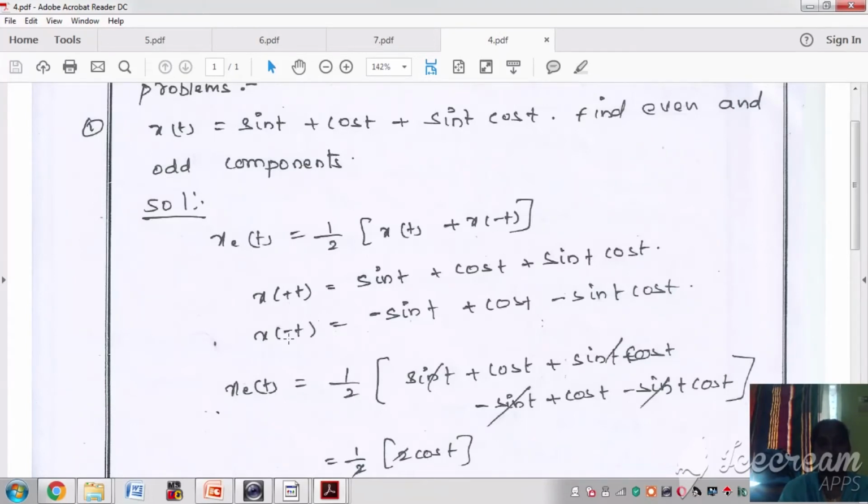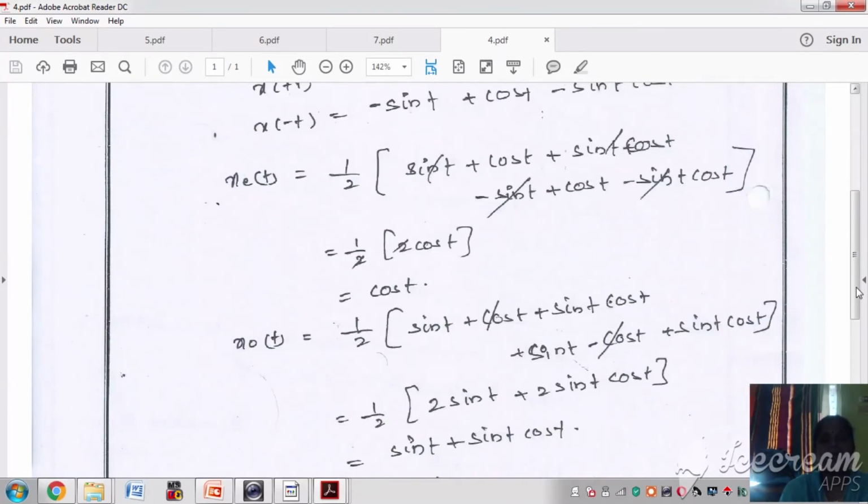If I substitute t equal to minus t, sine of minus t is minus sine t, and cos of minus t is cos t. Now I am going to substitute in this formula. So x e of t is equal to 1 by 2 times, x of t: sine t plus cos t plus sine t cos t, plus minus sine t plus cos t minus sine t cos t. After cancelling, I will get only cos t. This is the even signal. So here we can identify that sine and sine t cos t are both odd signals, and cos is the even signal, that we know, but procedurally you have to do it this way.